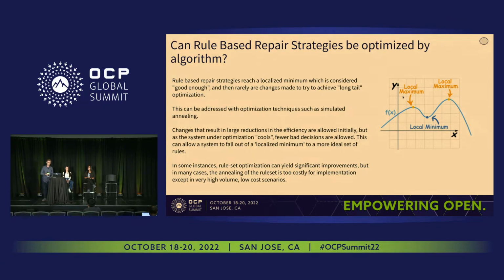One approach that we've looked at is simulated annealing. This is where you use Monte Carlo simulation. You make random changes to your repair rules. And initially, in the beginning, you allow bad decisions to be made where your repair rules get worse. And gradually, as you cool the system, as it's called in simulated annealing, you allow fewer and fewer bad decisions to happen, right? What we're trying to do here is get out of this localized minimum so we might be able to find a more optimum minimum.